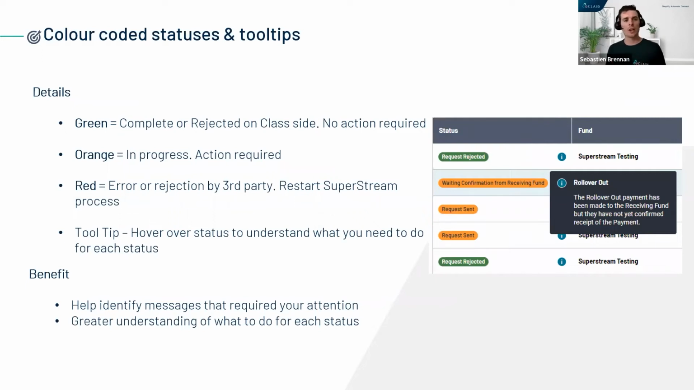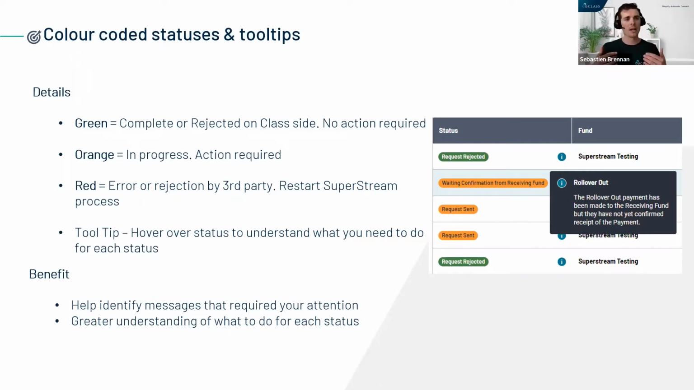The color-coded statuses. We've introduced 3 colors in the rollover and release authority console, and we'll touch on that in a little bit more detail when we go through the demo. What we're trying to do here is make it easier for you to understand when you need to do something and when you are okay to wait on the other party or when the message is complete. Green means that no action is required from you. Green will be completed statuses as well as statuses that have been rejected on the class side.